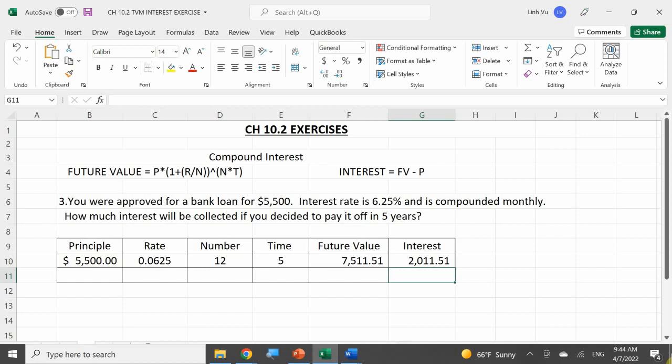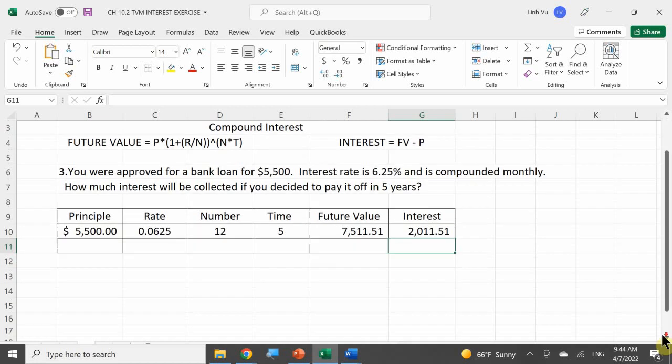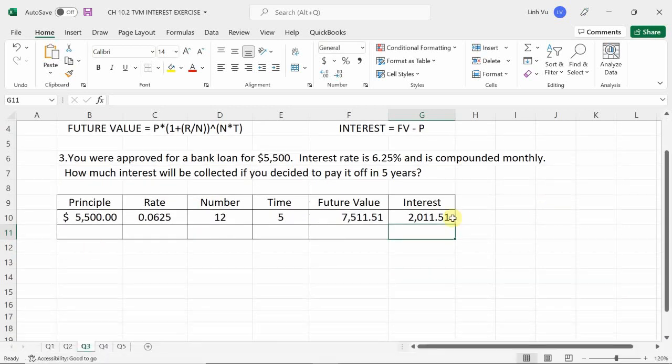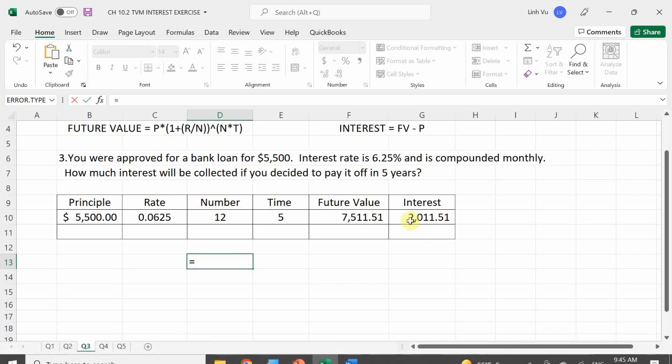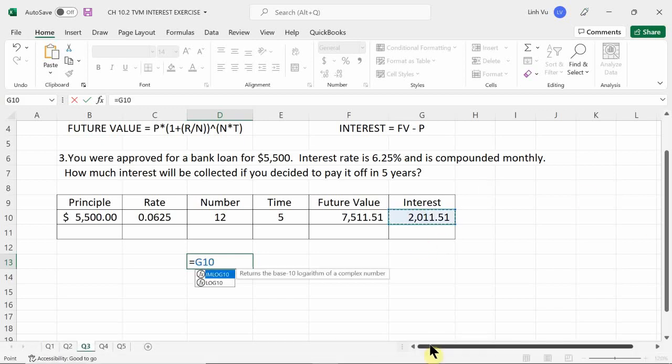Okay? And this is what a lot of the banks do. They calculate this number out for you, and they simply say, okay, since you're going to pay it off in 5 years and you're going to make monthly payments, they're going to take this and divide it by the number of years times 12. Monthly payments, right, 5 times 12 is 60 months.